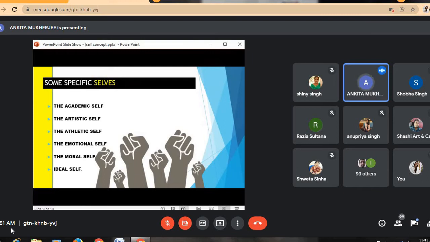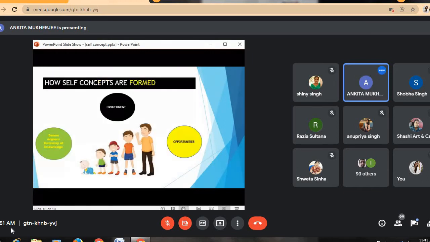Now moving ahead with the next slide. Now the question is very important. How are self concepts formed? When a child is born, the child is born with certain biological inheritance and experiences the external world through their sense organs. Since they first experience the world with the help of their sense organs, that's why the sense organs are regarded as the gateway of knowledge. So in some children these concepts are fully developed, in some children this is partially developed.